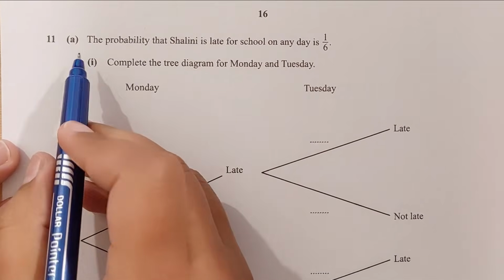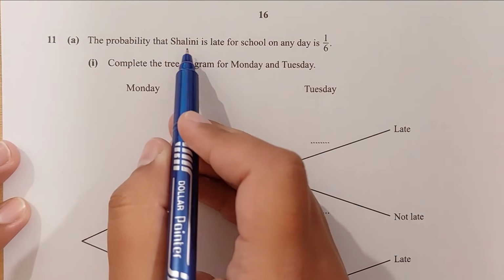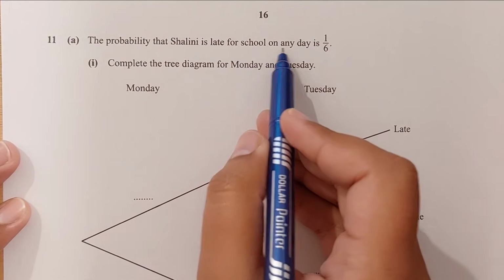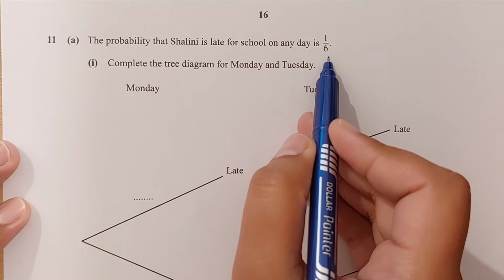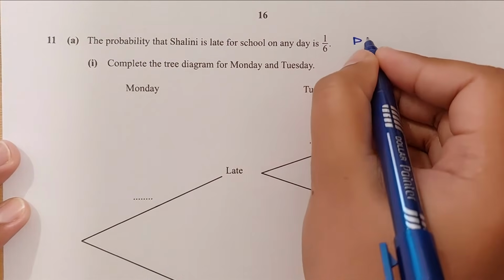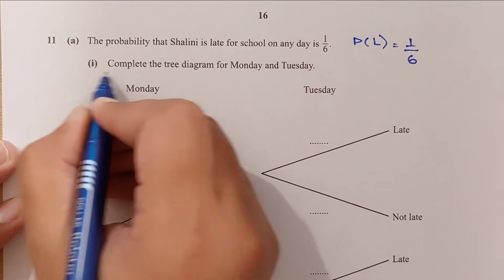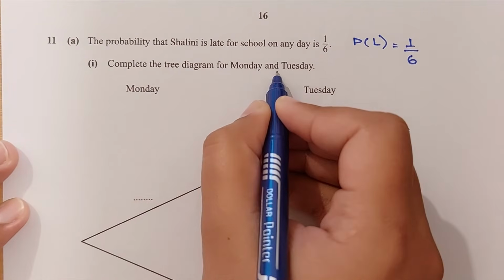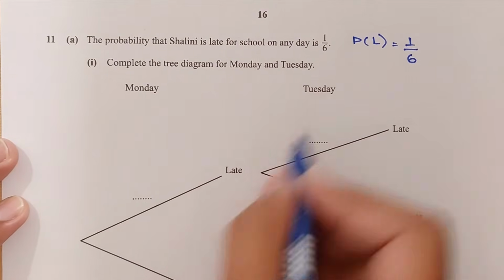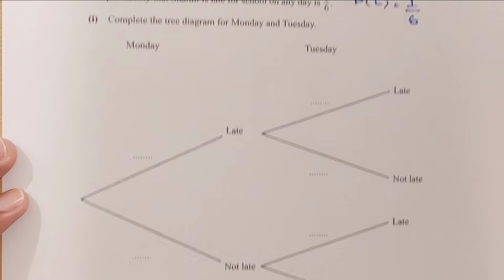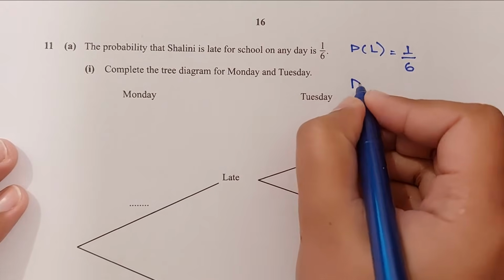Question number 11, part A. The probability that Shilhani is late for school on any day is 1 by 6. This is the probability of late is 1 by 6. Now for part 1, complete the tree diagram for Monday and Tuesday, late and not late. So what is the probability of not late?